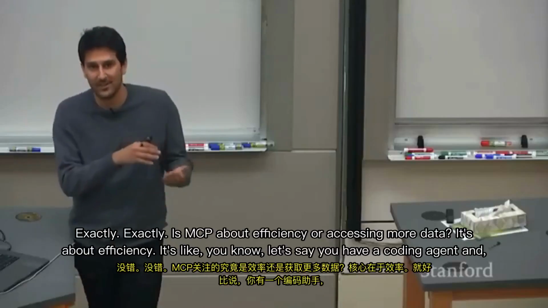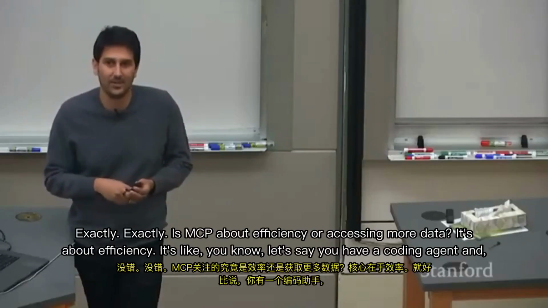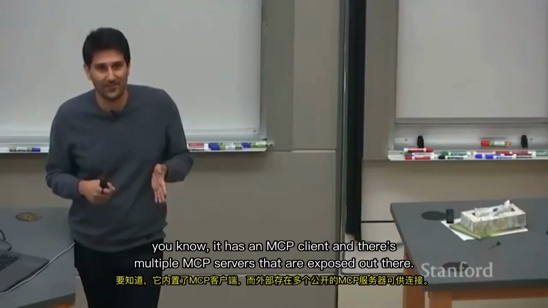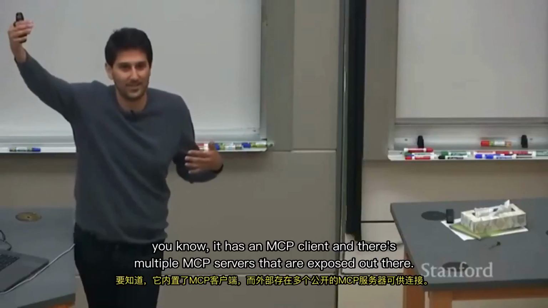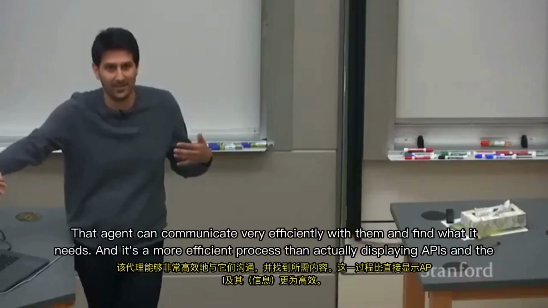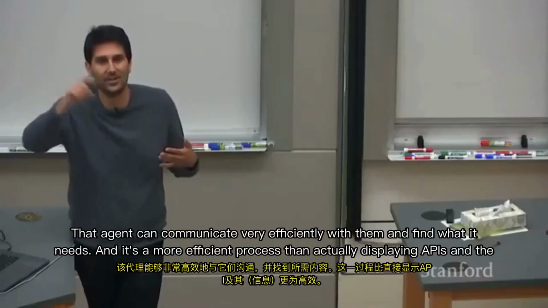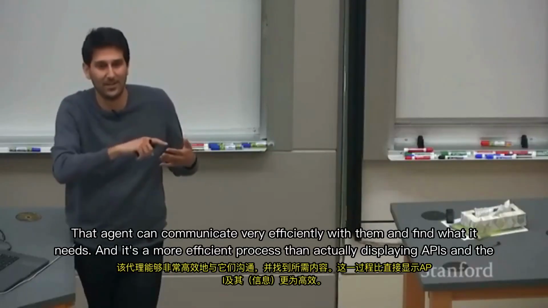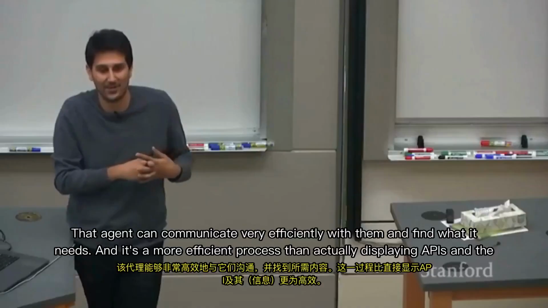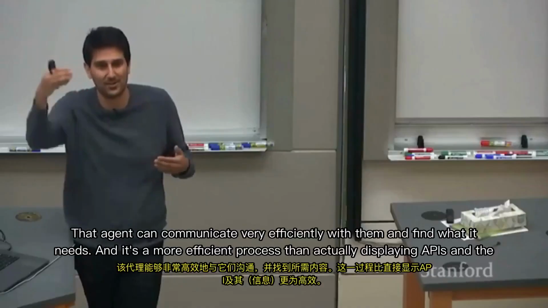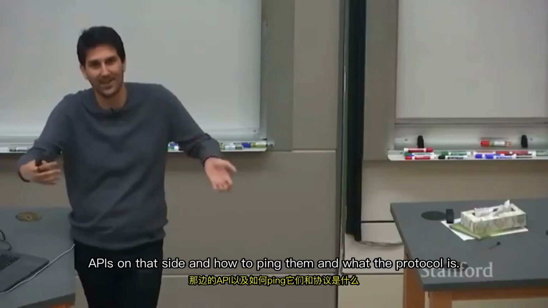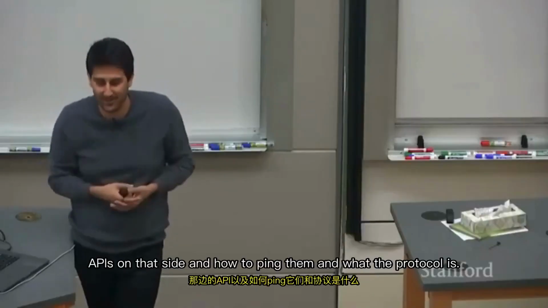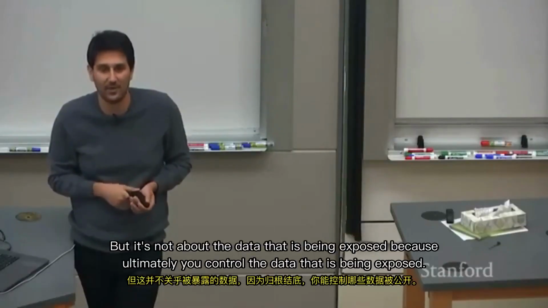It's about efficiency. Let's say you have a coding agent with an MCP client, and there are multiple MCP servers exposed out there. That agent can communicate very efficiently with them and find what it needs. It's more efficient than dealing with each API, how to ping them, and what the protocol is. It's not about the data being exposed, because ultimately you control the data that is being exposed.